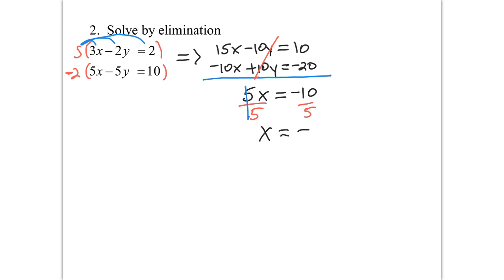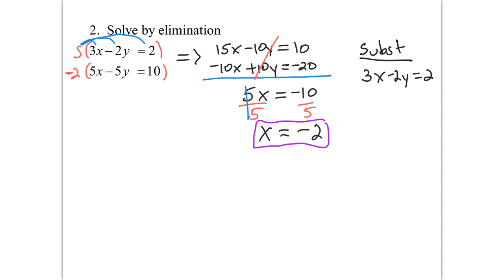All right, so now you guys have to go back and substitute the x, which is negative 2, into one of the original equations. So you look at the top, you look at the bottom. I like the top equation, so you are going to substitute. When you substitute, let me just rewrite the equation: 3x minus 2y equals 2. I'm going to substitute into the x because that's what we have.